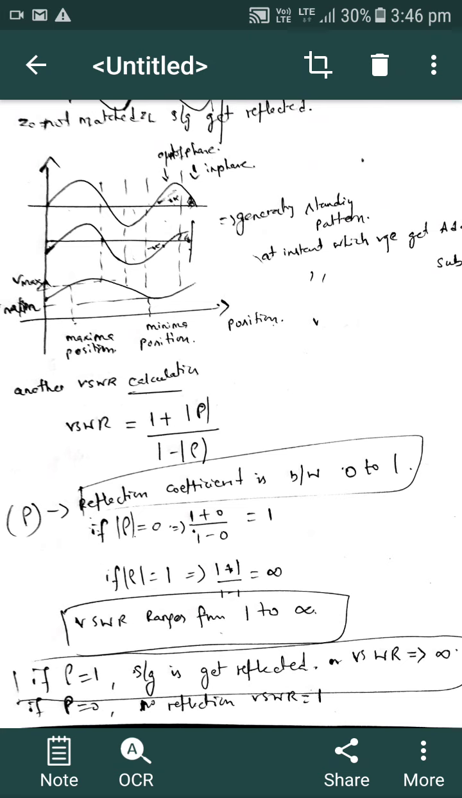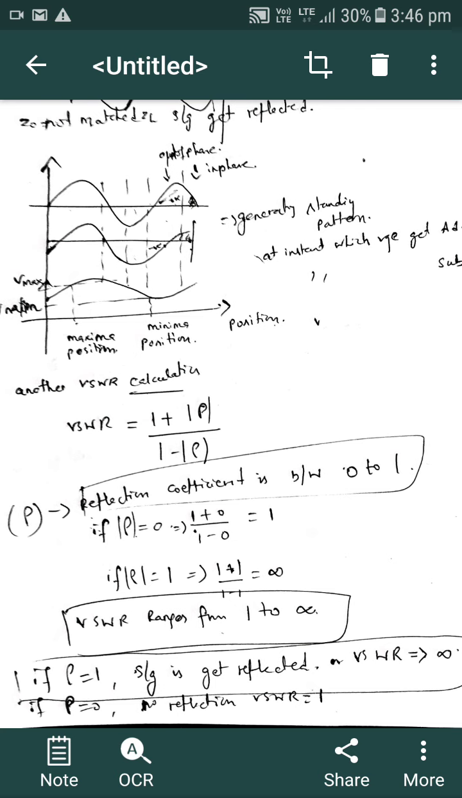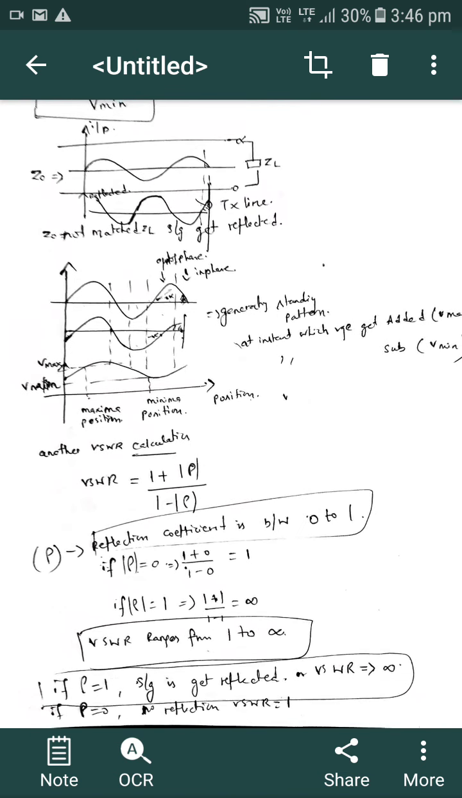So depending upon the reflection coefficient being 0 and 1, the VSWR ranges from 1 to infinity. Always the reflection coefficient is between 0 and 1, and VSWR ranges from 1 to infinity. If the rho value is 1, it indicates that 100% of the signal is reflected, and the VSWR value is infinity. If there is no reflection, the reflection coefficient is 0, and the VSWR value is 1.